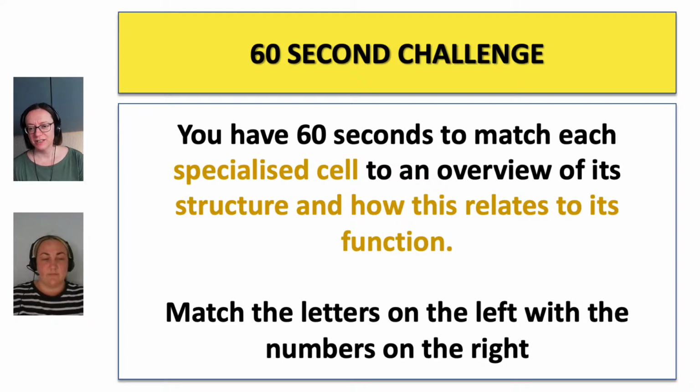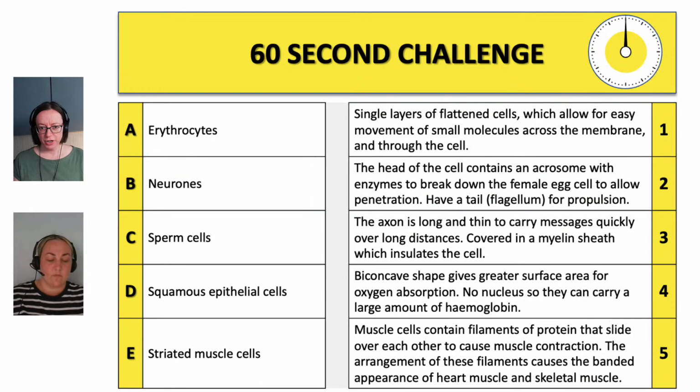Yep, so for this activity, I'm going to show you a list of specialised cells, the ones that are on the specification, and then you have to match that cell to an overview of its structure and how that relates to its function. So remember, specialised cells are ones that have differentiated, which means they've adapted in some way to support their function. So we've got on one side A, erythrocytes, B, neurons, C, sperm cells, D, squamous epithelial cells, and E, striated muscle cells. And then we've got 5 statements on the opposite side of the screen.